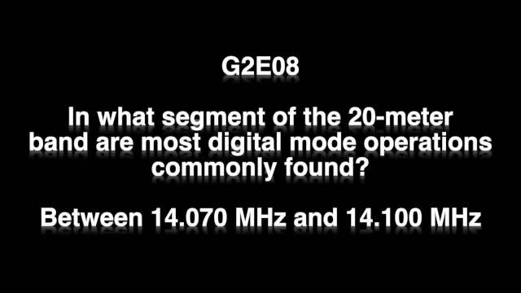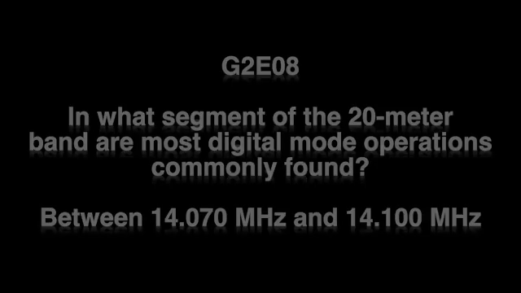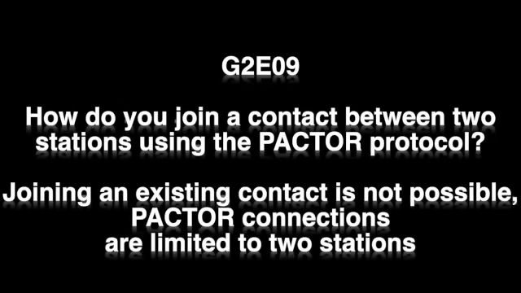G2E08. In what segment of the 20-meter band are most digital mode operations commonly found? Between 14.070 MHz and 14.100 MHz. G2E09. How do you join a contact between two stations using the PACTOR protocol? Joining an existing contact is not possible. PACTOR connections are limited to 2 stations.